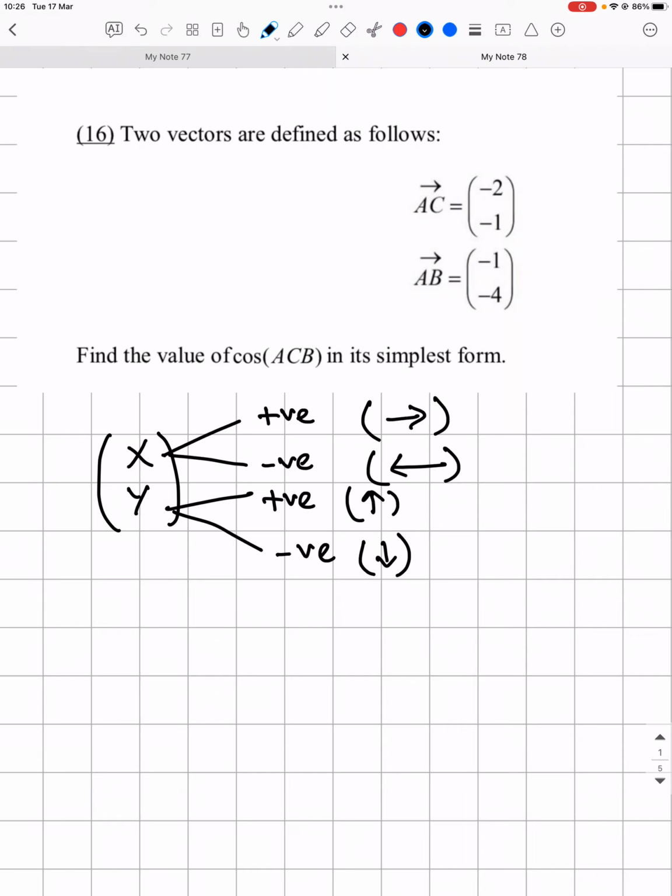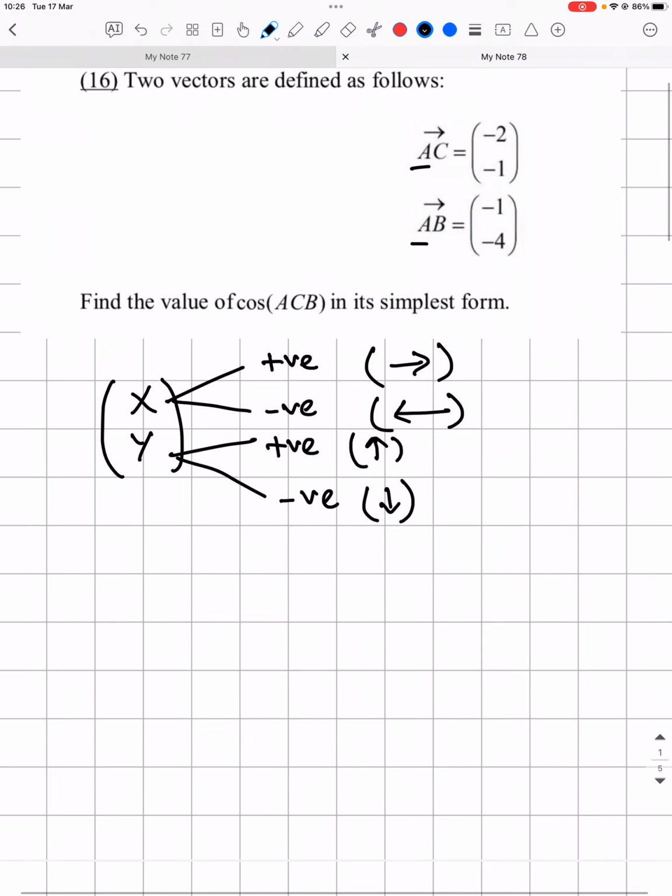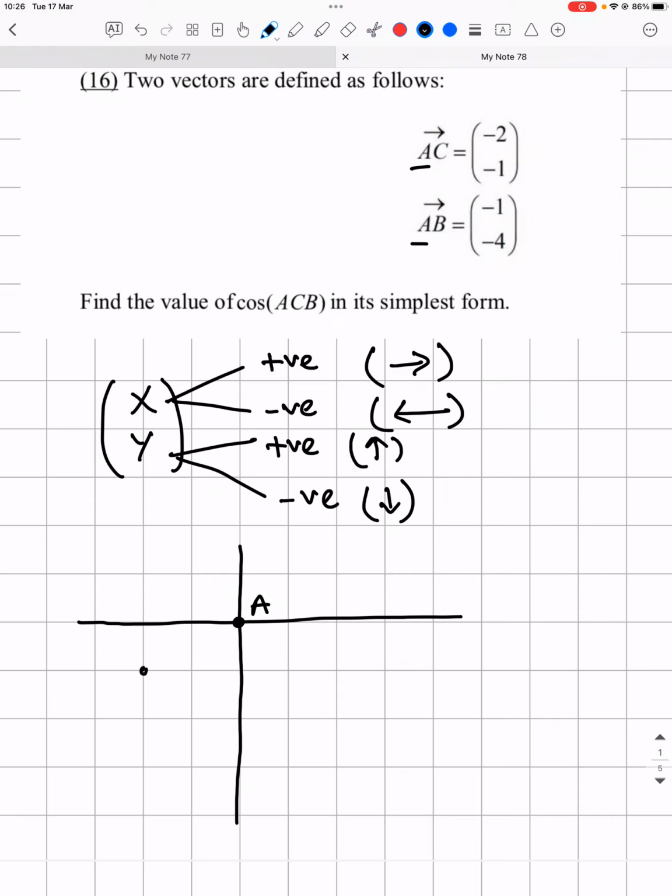So let me give this a try now. The common point that they both share is A. Because A is a common point, the easiest point to view A as would be the origin. So I'm just going to draw this out. If I view the origin as A, so I'm going to label that A, then to get to C, I must move 2 to the left and 1 down. So 2 to the left and 1 down would take me here. This would be C, and that's the vector A to C.